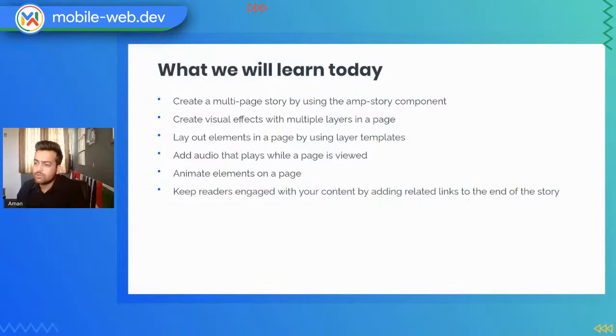We'll add some visual effects to our stories, and we will see how you can add layer templates to your whole story so that it becomes much more interactive and engaging. We will also add audio to some of our pages. Then we will animate the elements on the page, so that the things you see in Instagram, you can also create in AMP stories in HTML format. And at the end, we will learn how you can keep your readers engaged with some of the best practices and do's and don'ts.